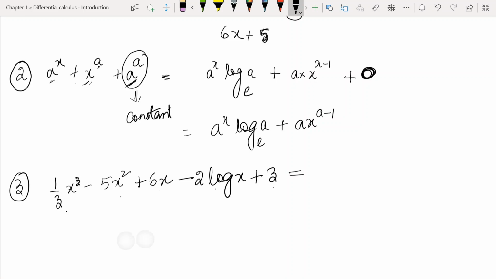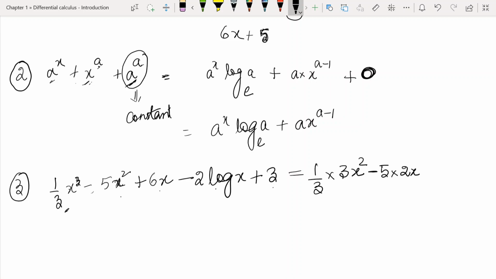Let's start with the first term, 1 by 3 x cube. Write the coefficient 1 by 3 as it is, multiplied by the derivative of x cube, which is 3 multiplied by x power 3 minus 1, that is 2. Write this as it is. Come to the second term. The second term has a minus, write it as it is. Now minus 5, coefficient to be kept as it is, put an into. You have the term x square. The power is 2, write it as it is, into x power 2 minus 1 is 1.